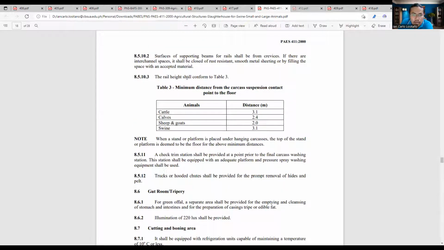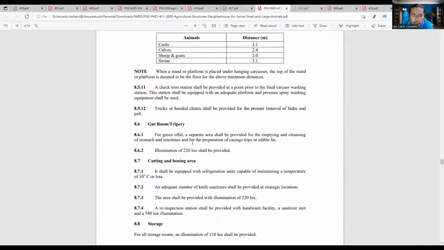The rail height shall conform to table 3. Minimum distance from the carcass suspension contact point to the floor. Okay. For cattle, that's 3.1 meters. Calves 2.4, sheep and goats 2.0, swine 3.1.